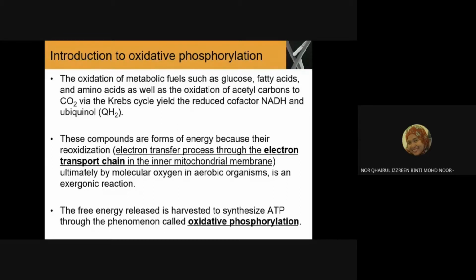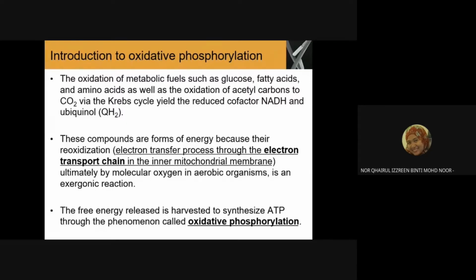If it is an endergonic reaction, you need another reaction that is exergonic to couple with it to provide the energy. If it is exergonic, you have the energy, so the tendency is there. The pathway or the reaction can happen automatically, spontaneously. So the free energy from NADH is released. When it is released, it will be harvested to synthesize ATP. This is what we call oxidative phosphorylation. In other words, the end of aerobic cell respiration.